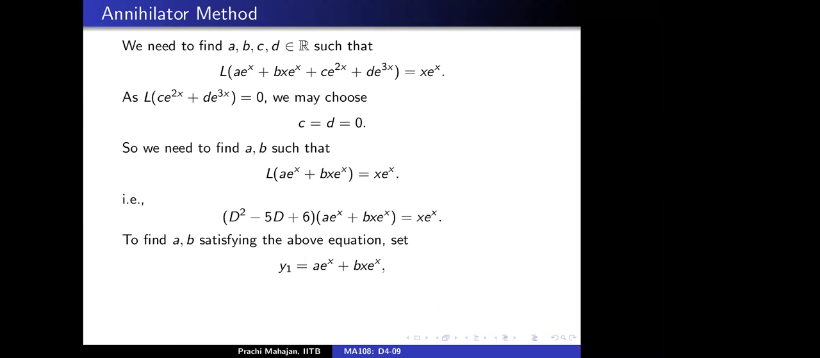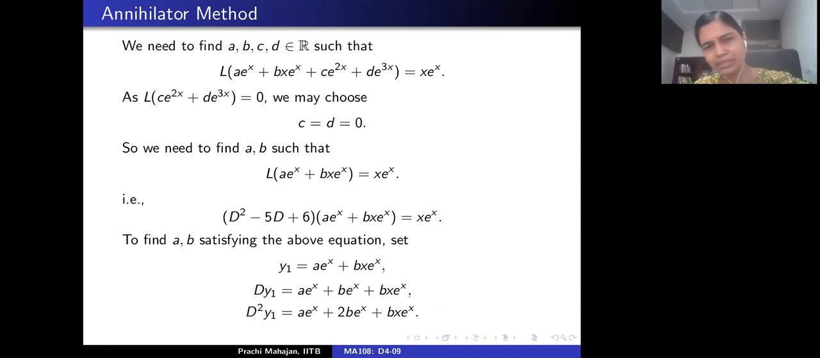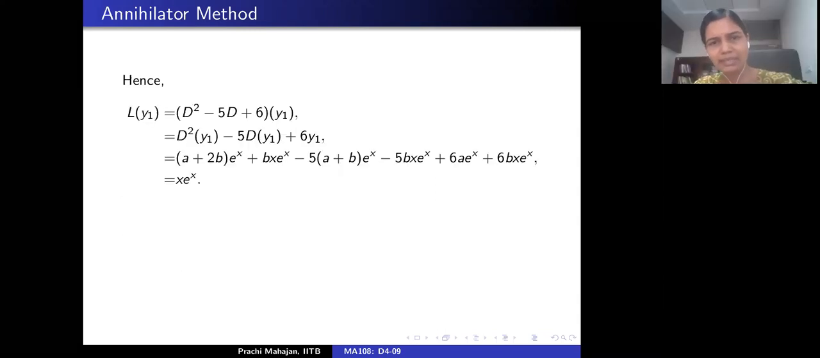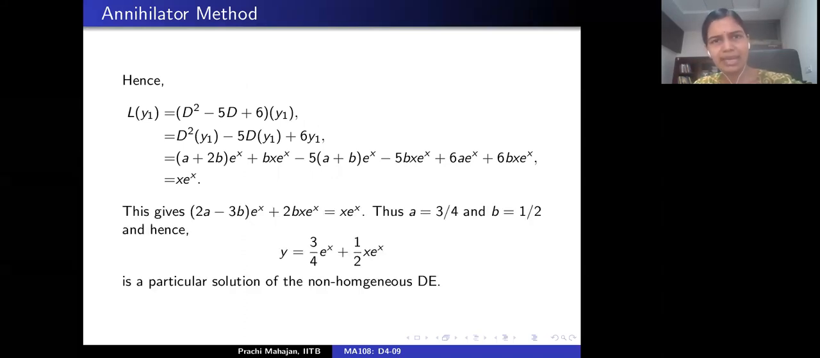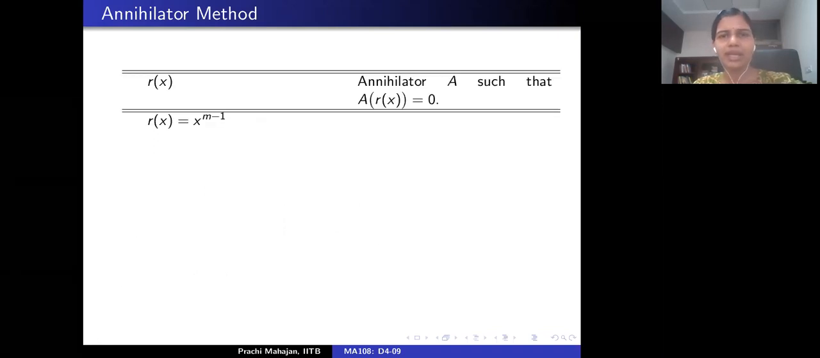Okay, right? So, having found a trial solution, the rest of it is all calculation. You substitute that here and you figure out what values of A and B work, right? So this is just computation. Okay, so let's just run through this.